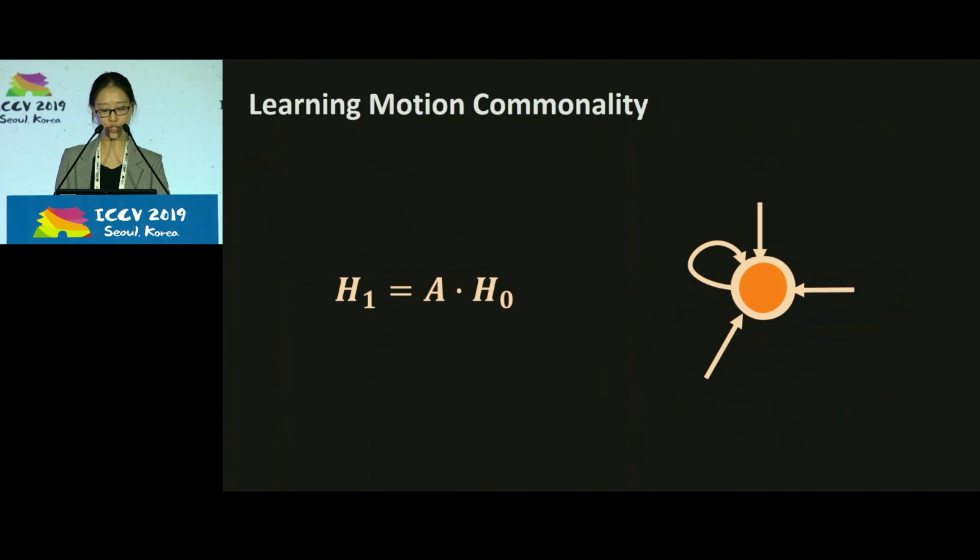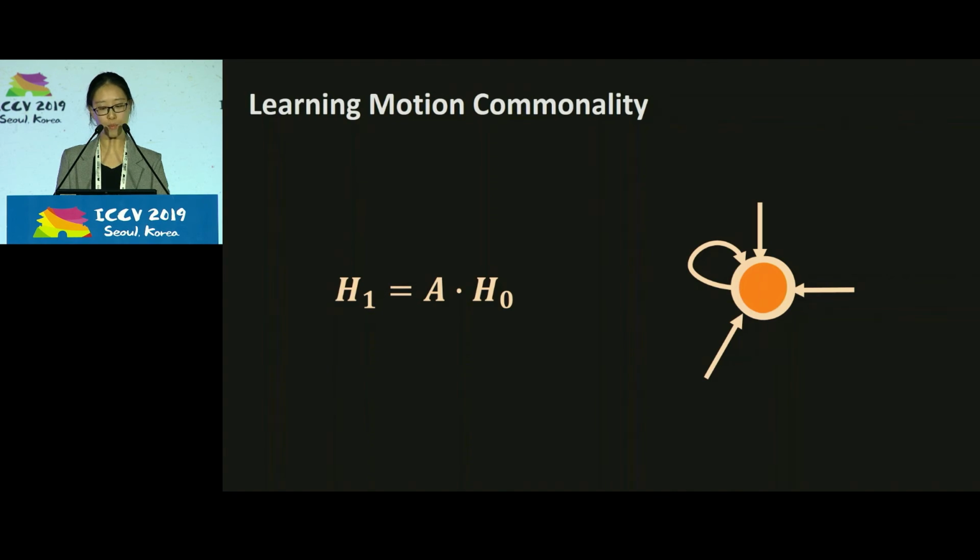Here, H is the hidden state of all nodes on the graph, and A is the adjacent matrix of the graph. Before the graph convolution, each node has the local motion of a certain joint, forming H0. Then after the convolution, each node has the general motion of a joint neighborhood forming H1.